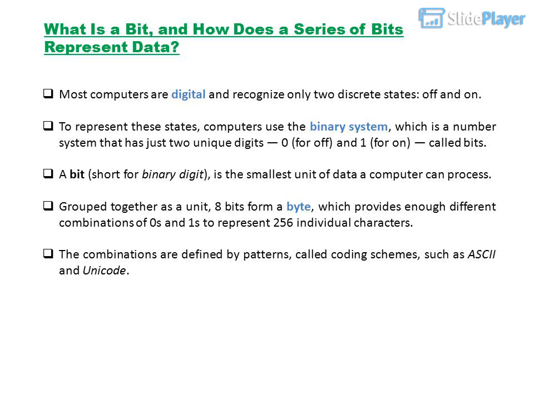A bit, short for binary digit, is the smallest unit of data a computer can process. Grouped together as a unit, 8 bits form a byte, which provides enough different combinations of zeros and ones to represent 256 individual characters. The combinations are defined by patterns, called coding schemes, such as ASCII and Unicode.